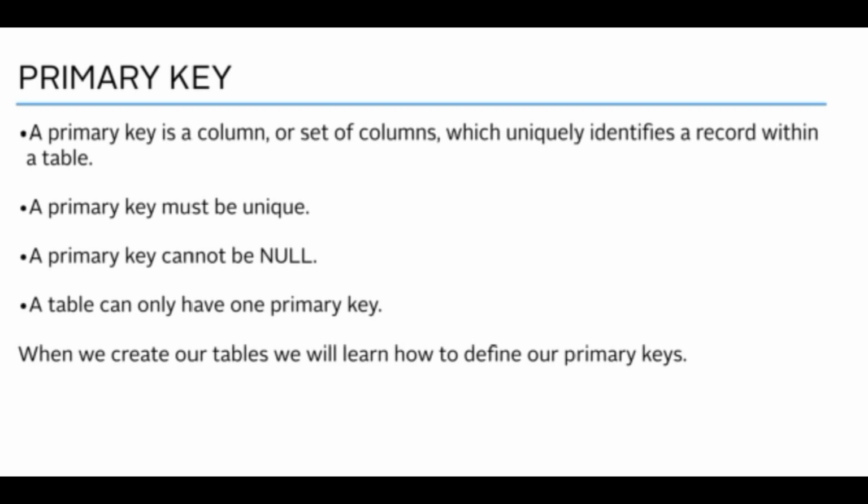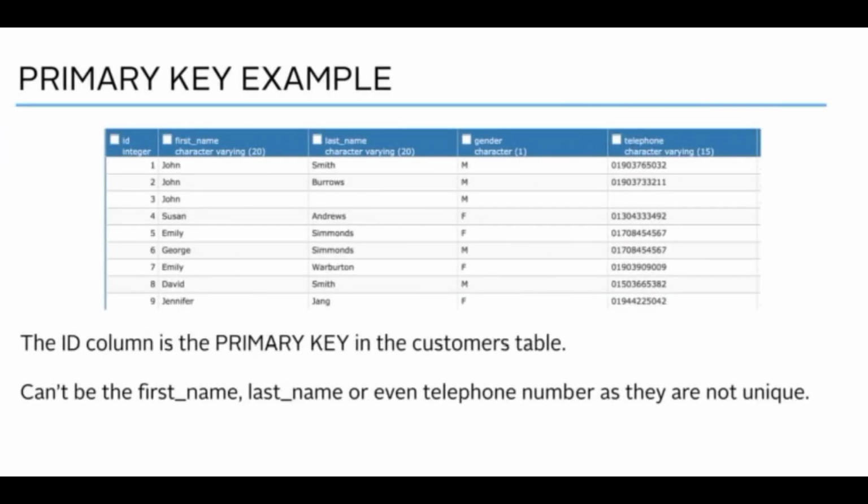So a primary key must be unique, it cannot be null, so it must have a value, and a table can only have one primary key. So as I say, it can be made from multiple columns, but there can only be one primary key per table. When we create our tables, we're going to learn how we can define our primary keys.